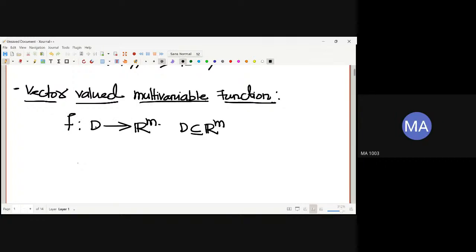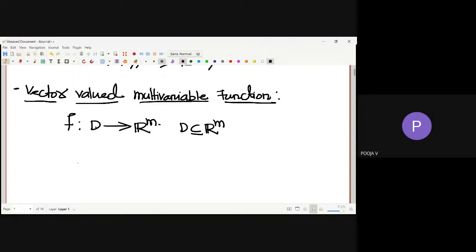M comma n. Sorry, this is not Rm. This is Rn. M comma n is greater than 1, right? So again, you can take some linear transformation. Let's say R3 to R2. Any example of linear transformation from R3 to R2?